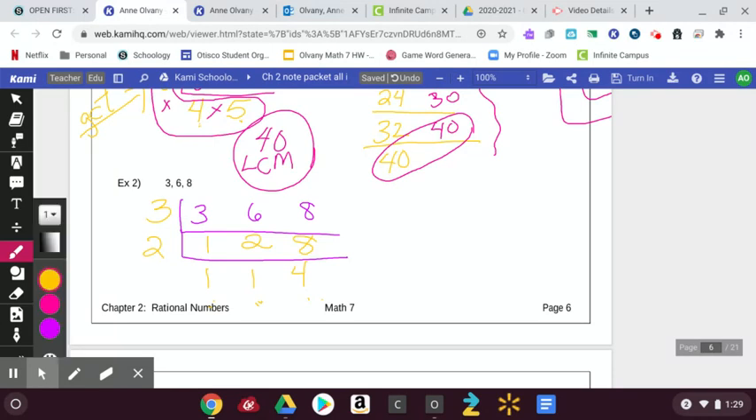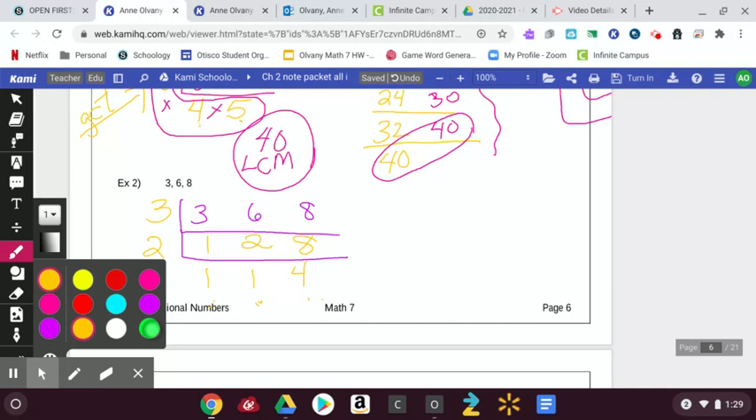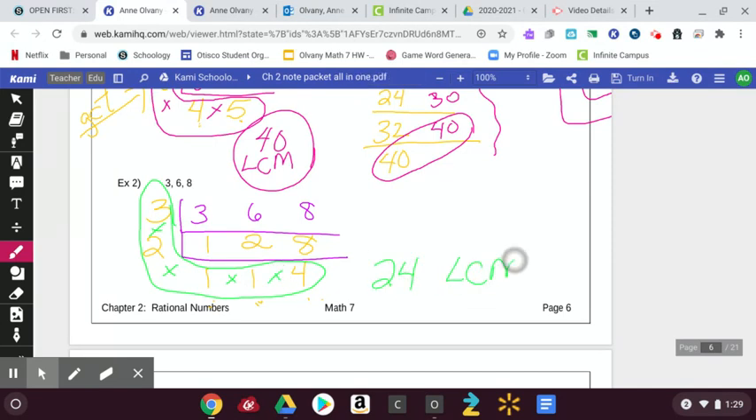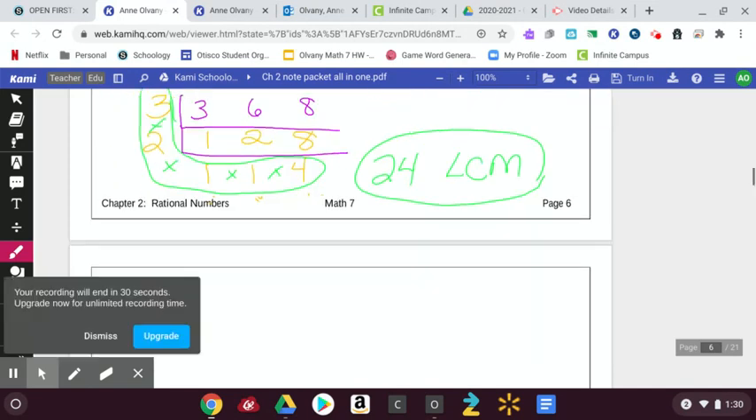So we look for our big bubble L. We love LCMs. 3 times 2 is 6. 6 times 1 is 6. 6 times 1 is 6. And 6 times 4 is 24. The LCM, the least common multiple, is 24.